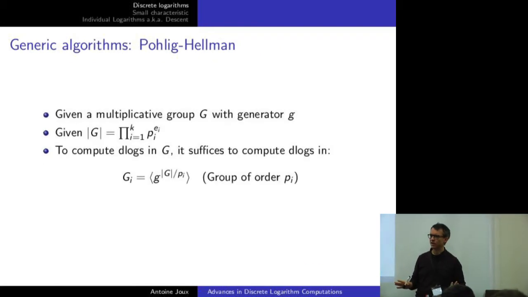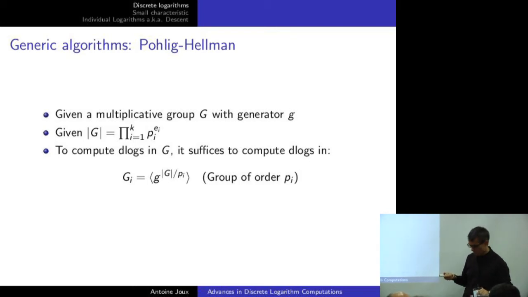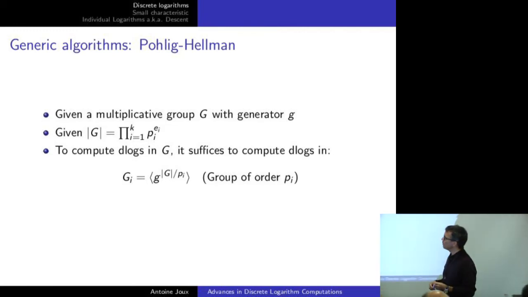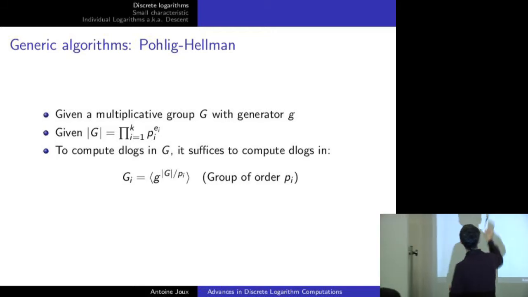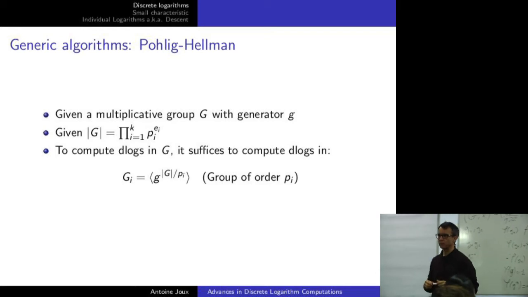So no questions so far? Okay. So I'm going to start with generic algorithms. In this context, I'm giving you a multiplicative group with a generator. I tell you how you can perform the operation, but I don't give you any special information about the structure or representation of the group. You just know how to perform the operation, and you want to compute in there. Still, I'm going to give you a little bit more. I'm going to give you the cardinality of the group. I'm going to tell you how many elements there are in the group.